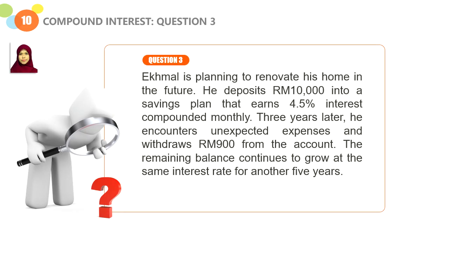Compound interest question 3. Ikmal is planning to renovate his home in the future. He deposits RM10,000 into a savings plan that earns 4.5% interest compounded monthly. 3 years later, he encounters unexpected expenses and withdraws RM900 from the account. The remaining balance continues to grow at the same interest rate for another 5 years.